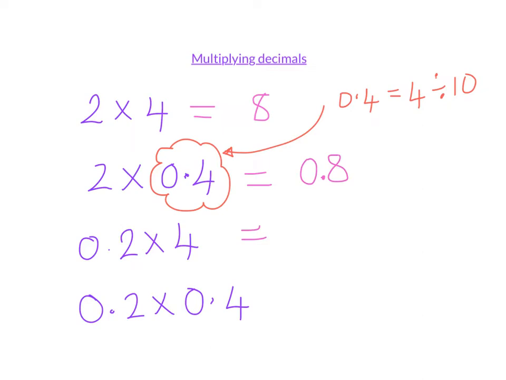0.2 times 4 works the same way, because 0.2 is just 2 divided by 10, so 2 times 4 is 8, and if I divide by 10, I get 0.8.